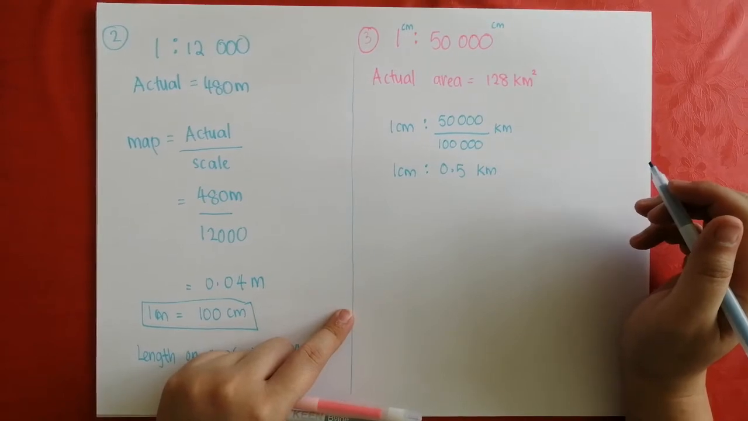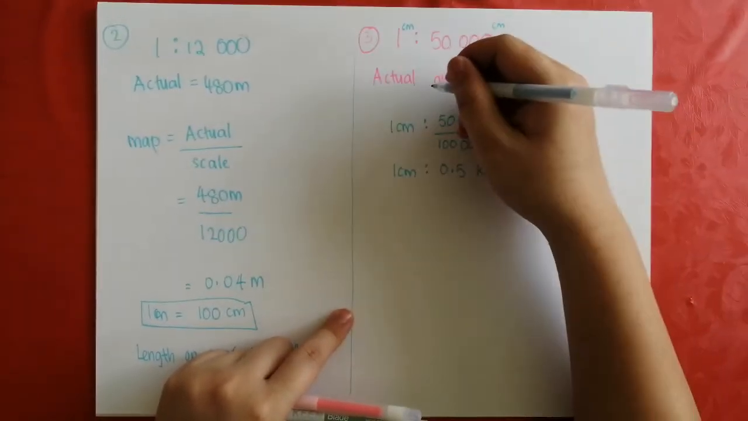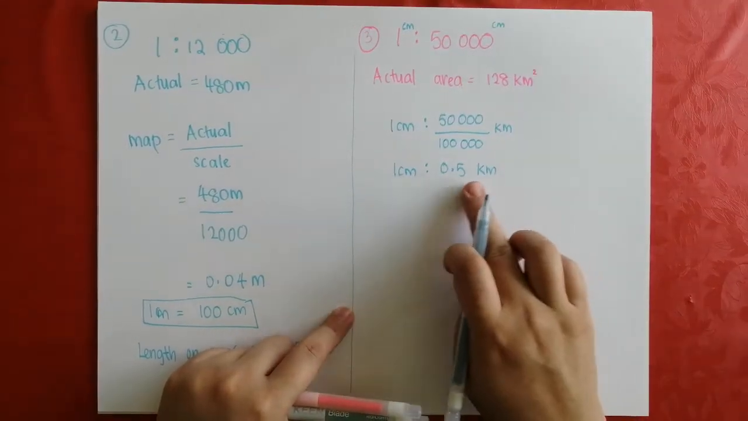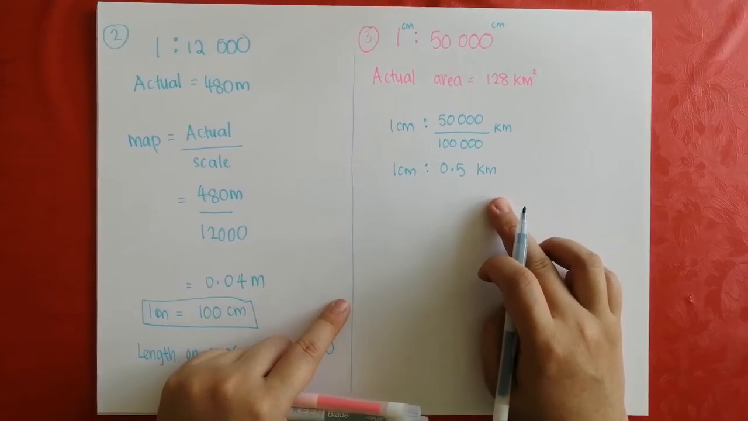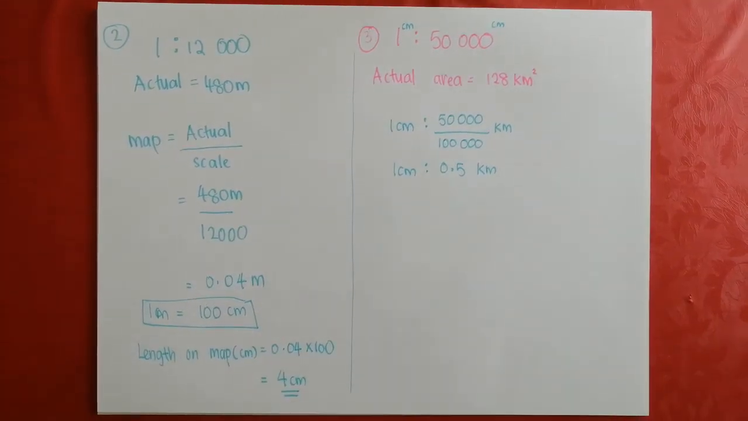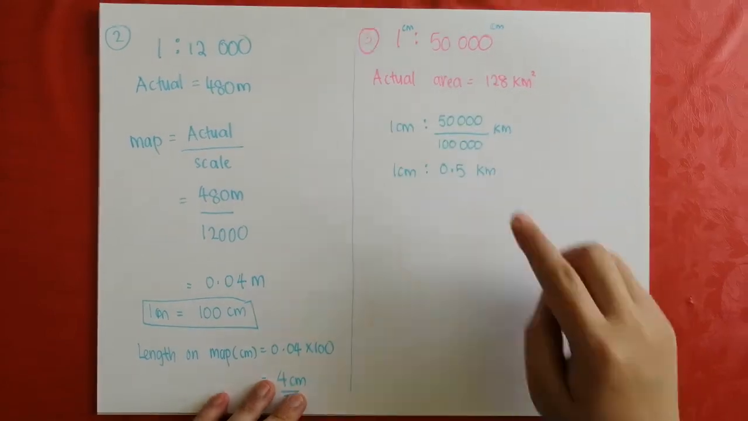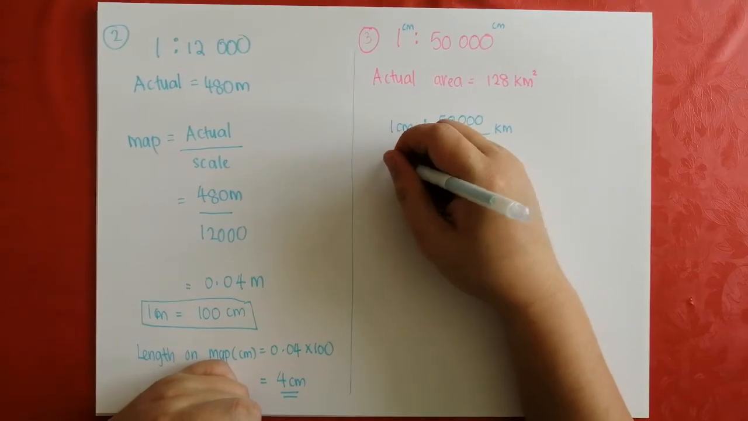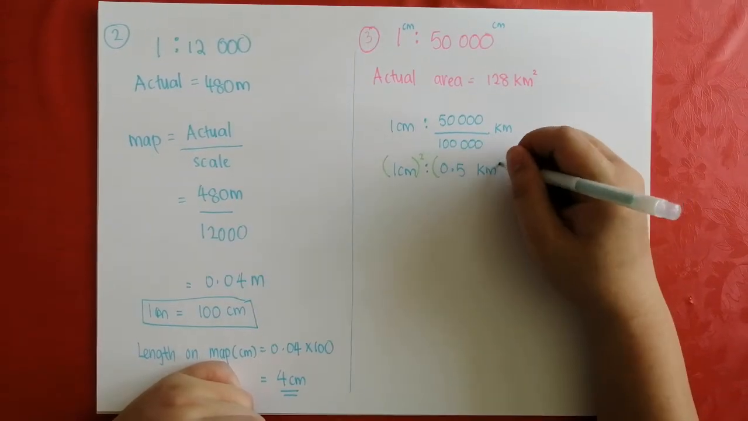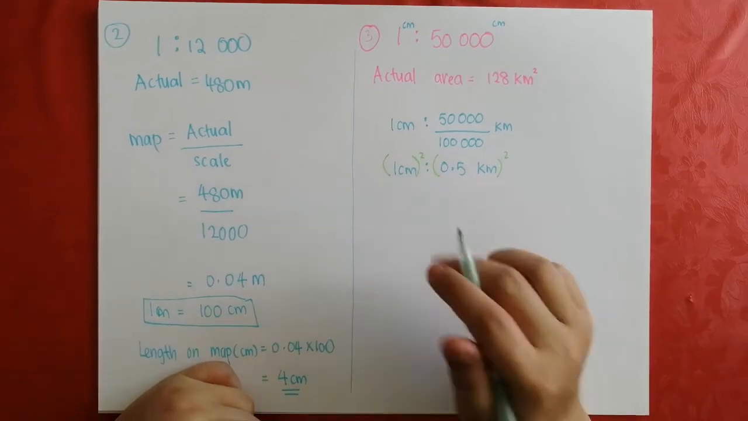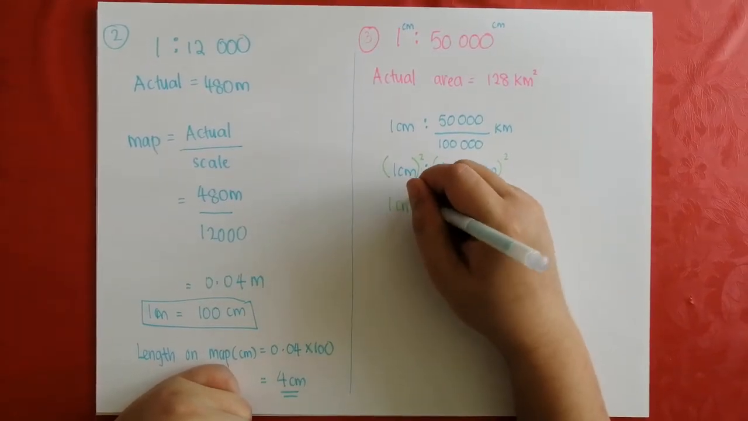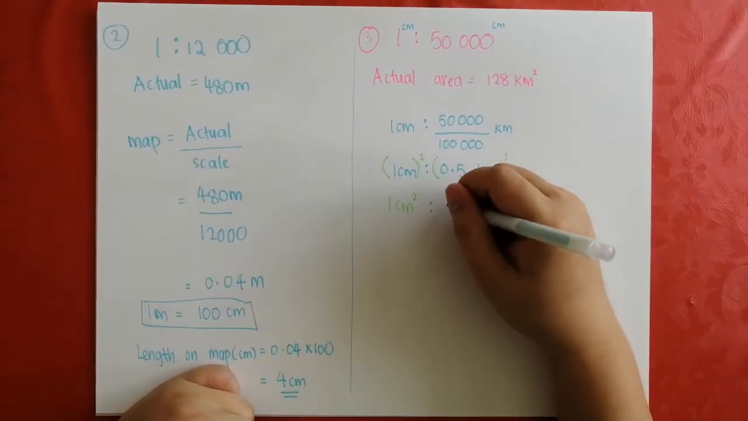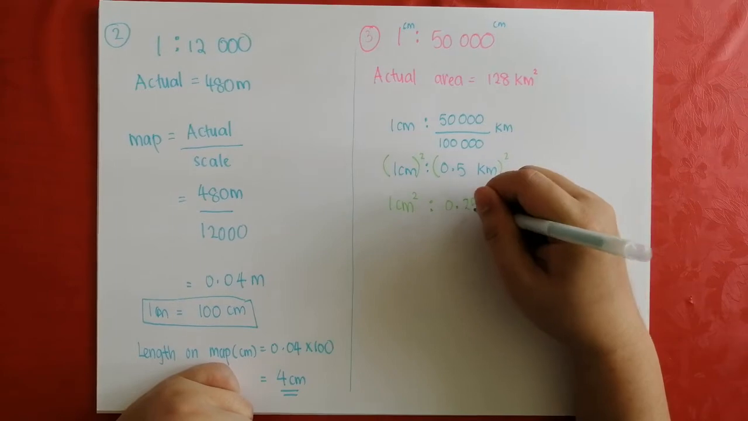So 1 cm on the map is actually 0.5 kilometer in real life. Then if you look at the actual area, the unit there is in square kilometer, but our scale doesn't have a square. Therefore, we need to make sure it's actually the same unit. So what we need to do is square the scale. 1 cm times 1 cm gives me 1 cm square, and 0.5 times 0.5 will give me 0.25 square kilometer.